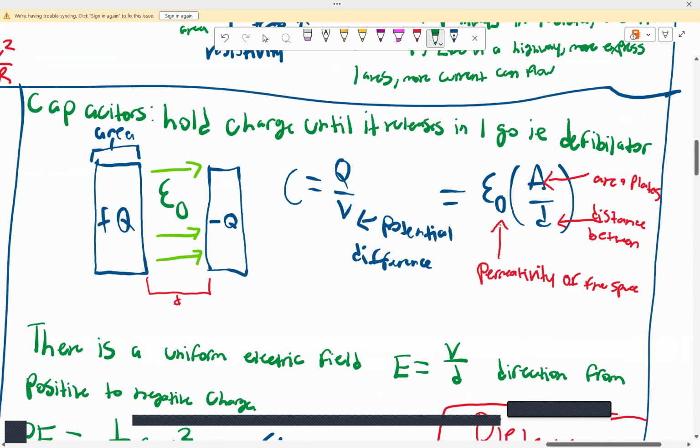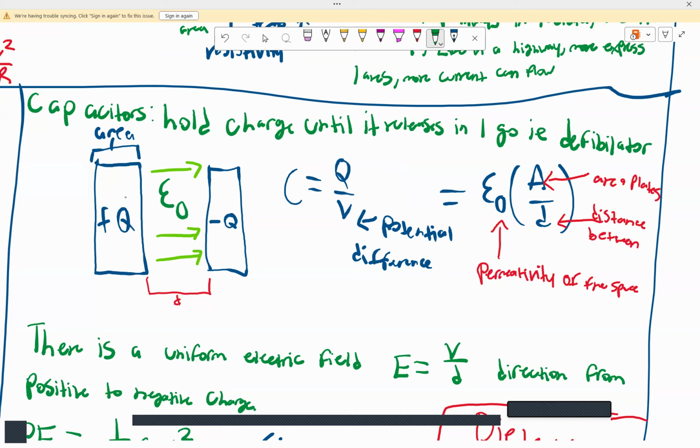And it's also equivalent to the permittivity of free space times the area of the plates. Remember, the permittivity of free space is essentially saying that there's nothing here except for air. There's no substance between, like glass or water or what have you. And then A is for the area of the plates. Obviously, if you have a higher area, then you can have more accumulation of charge.